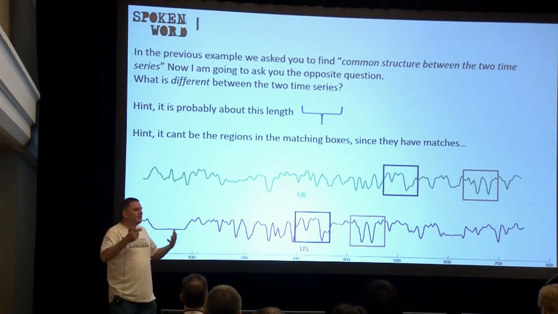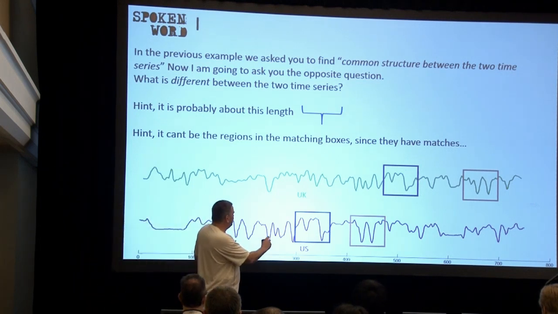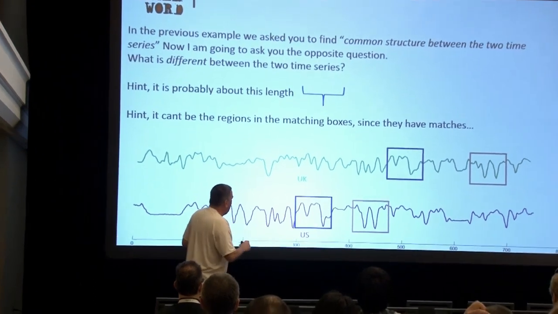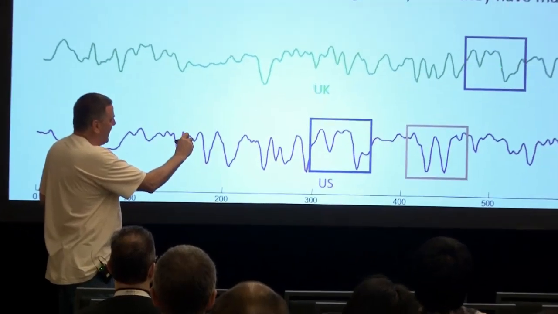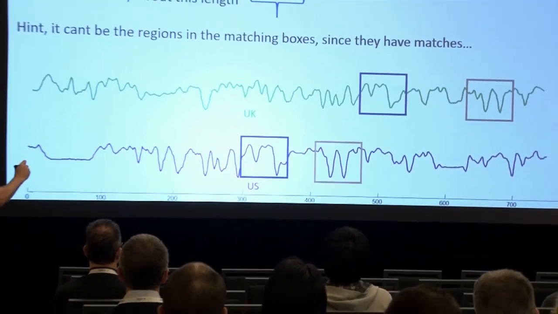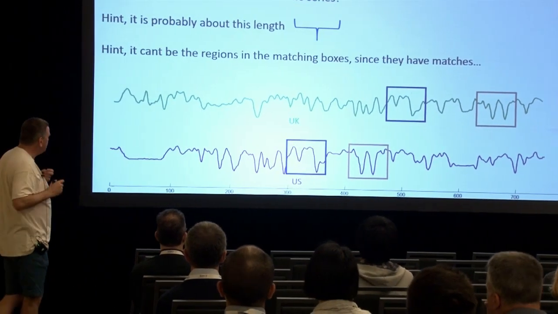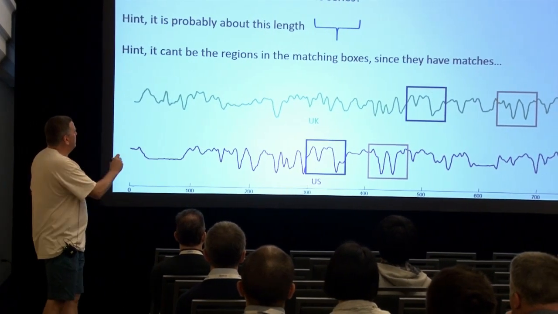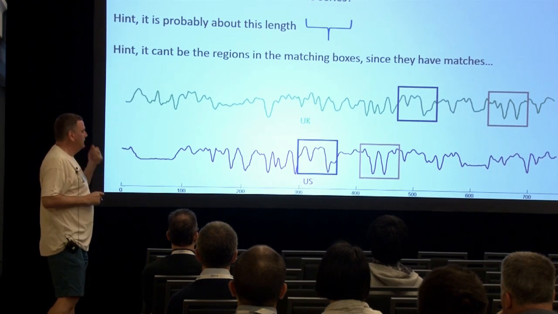Let me show you what is not the answer. So this is not the answer here, because this kind of happens here, right? And this is not the answer either, because this happens here. So the location makes a difference, but do these patterns here happen here? So I want to find a pattern that happens in one and doesn't happen in the other.